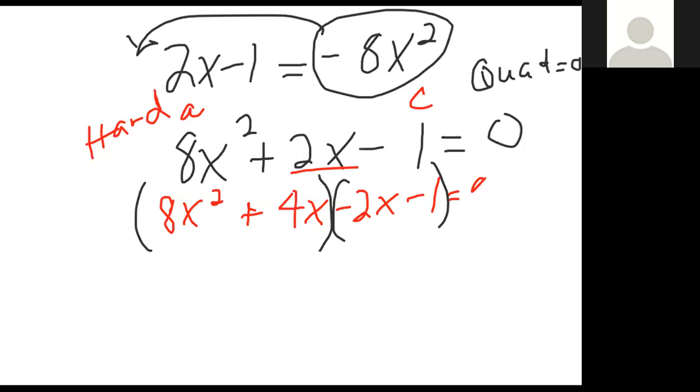Okay, very good. So now, guys, look at the first group, 8x squared plus 4x. What do they have in common? What's the GCF of 8x squared and 4x? That would be 4x. So we're going to factor out the 4x from the first group. If you take 8x squared divided by 4x, that leaves you with 2x. And you take 4x, you divide by 4x, guys. What does that leave you with? Positive 1.